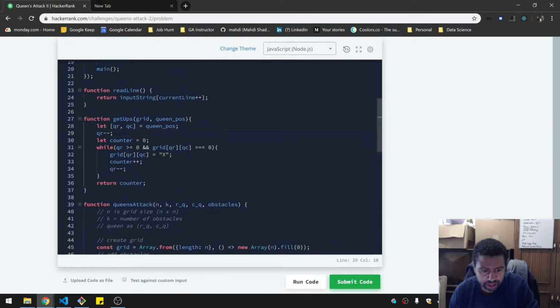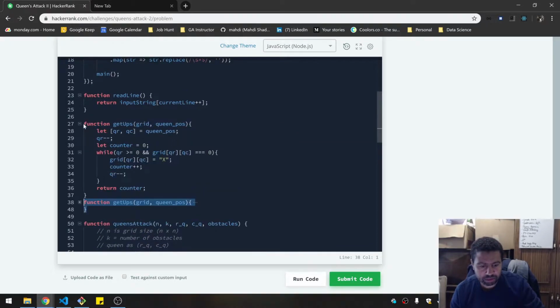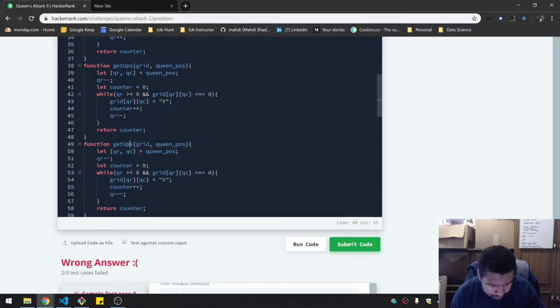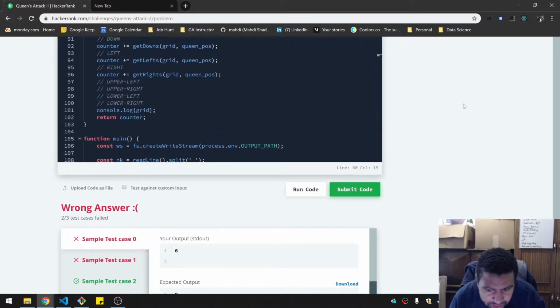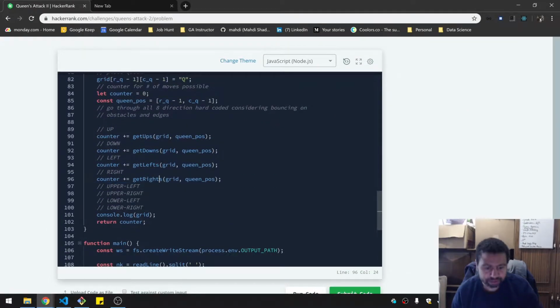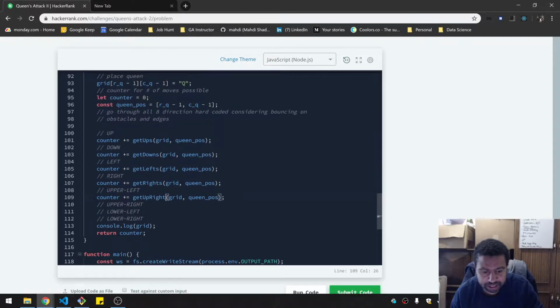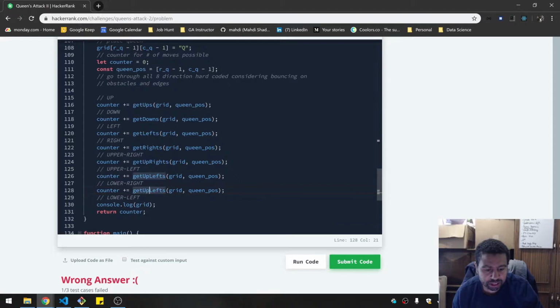Okay, so now I just need to do that for a bunch of them. Down. Right. Now the diagonals, right? So upper left. I'll call it up left. Up right. I should be consistent, right? Up right, up left. So this is going to be down right.